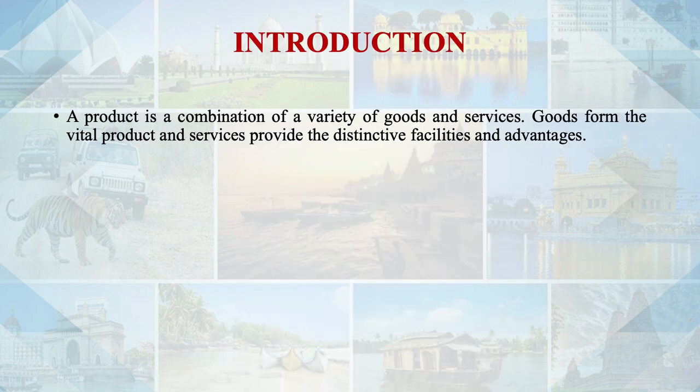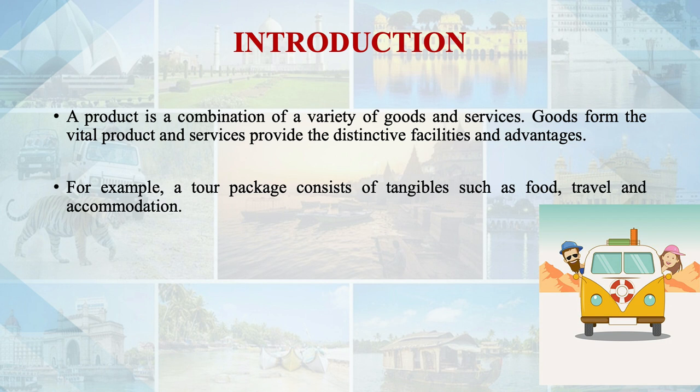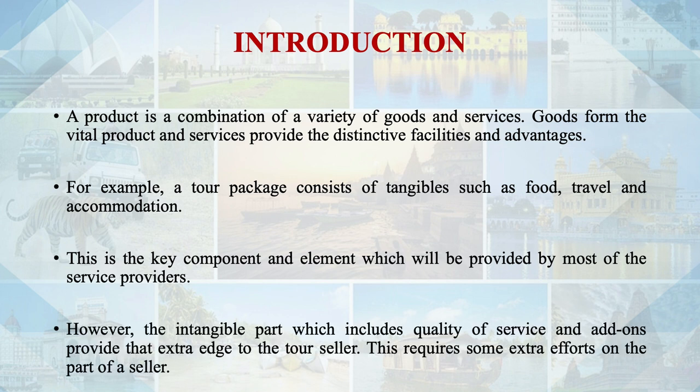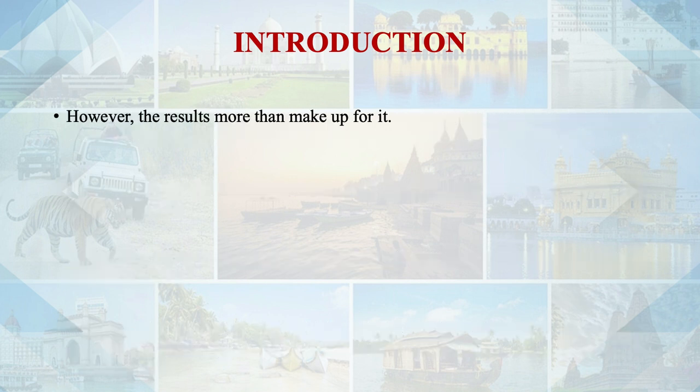Dear students, a product is a combination of a variety of goods and services. Goods form the vital product and services provide the distinctive facilities and advantages. For example, a tour package consists of tangibles such as food, travel, and accommodation. This is the key component which will be provided by most of the service providers. However, the intangible part, which includes quality of service and add-ons, provides that extra edge to the tour sellers. This requires some extra effort on the part of the seller. However, the results more than make up for it.